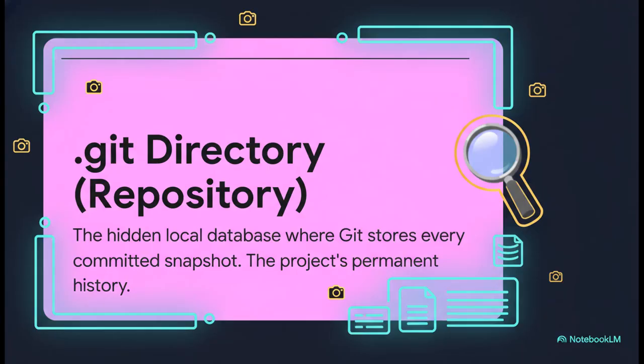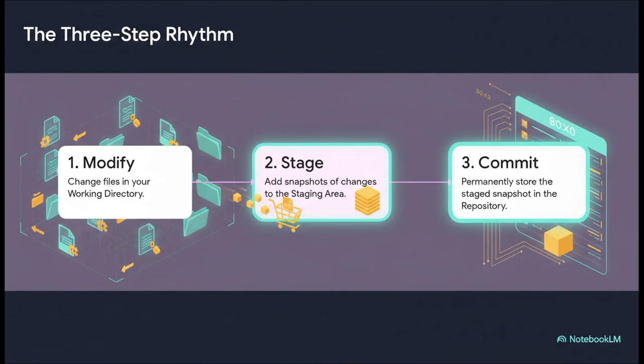And finally, we have the repository itself. This is actually a hidden folder called .git right inside your project. So if the staging area is your shopping cart, the repository is the checkout counter. When you commit, you're taking the contents of that cart and permanently recording that transaction, that snapshot, into your project's official history. So this gives us this simple, really powerful 3-step rhythm.